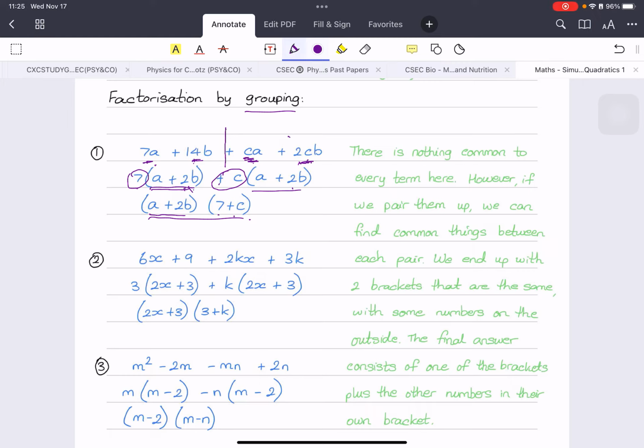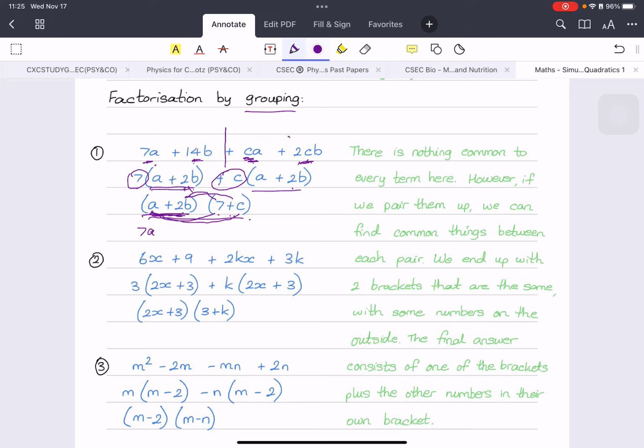And how do we do that? Well, we can treat the first bracket as the master bracket, okay? So each of these terms, the a and the 2b, needs to multiply by the second bracket. So this is how it goes. a multiplied by 7, a multiplied by c, 2b multiplied by 7, 2b multiplied by c. So if we multiply a by 7, what do we get?